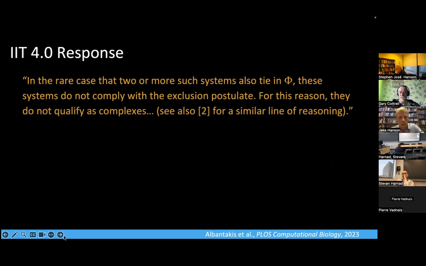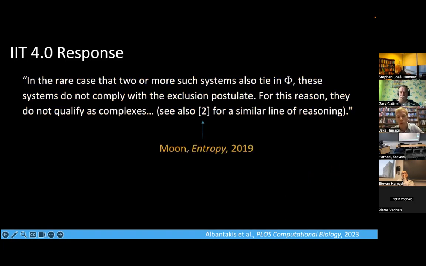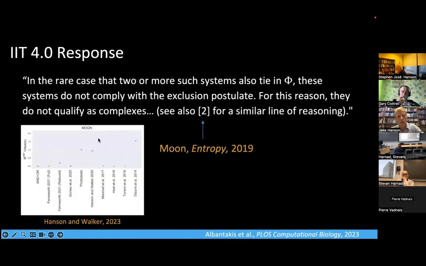And the reference they point to here is a paper on non-uniqueness from 2019. And this is also something we studied in the non-uniqueness paper. So this Moon solution to non-uniqueness is overly restrictive in the sense that it says that systems like an AND OR gate are not integrating any information. So you have a fully connected AND logic gate taking input from itself and a second input.